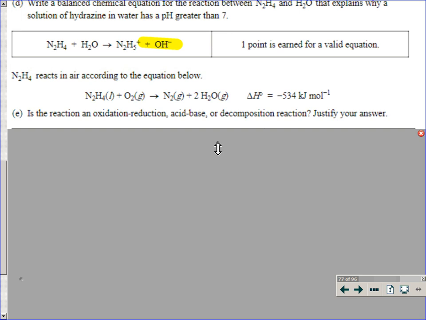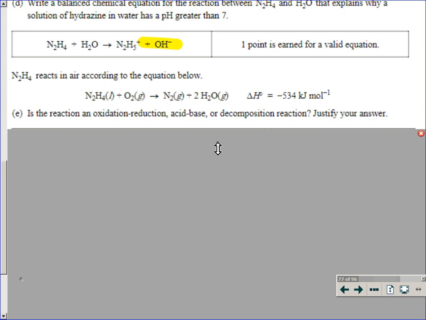Okay. Redox or acid base or decomp? Redox, right? Oxygen went from O2, which is a zero free element state, to what? To 2 minus, and then nitrogen went from +2, right? Or negative. Okay, so you had to make sure it was redox, right?